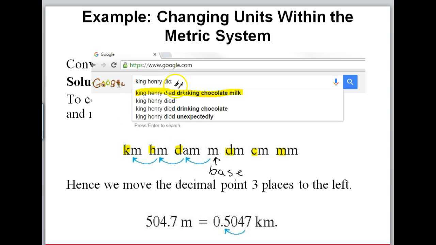So King Henry died by drinking chocolate milk: kilometers, hectometers, decameters, meters, decimeters, centimeters, millimeters. So that's what that's used for. Feel free to use it if you want to.